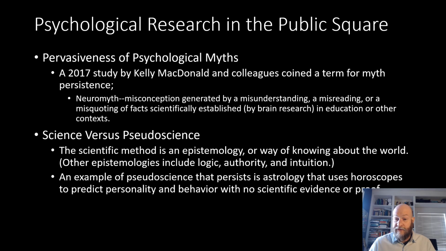One example we can think of pseudoscience that persists is astrology, and that utilizes horoscopes to predict personality and behavior. There's no scientific evidence or proof to support astrology or astrological thinking. That doesn't mean it's not fun. Some people enjoy it as a way of characterizing personalities, or just reading their horoscope and using that as some sort of subjective test to think about how they're feeling about their lives.